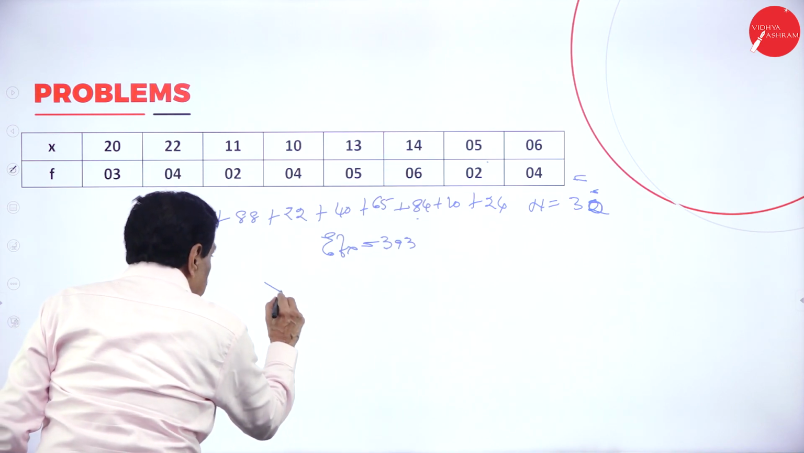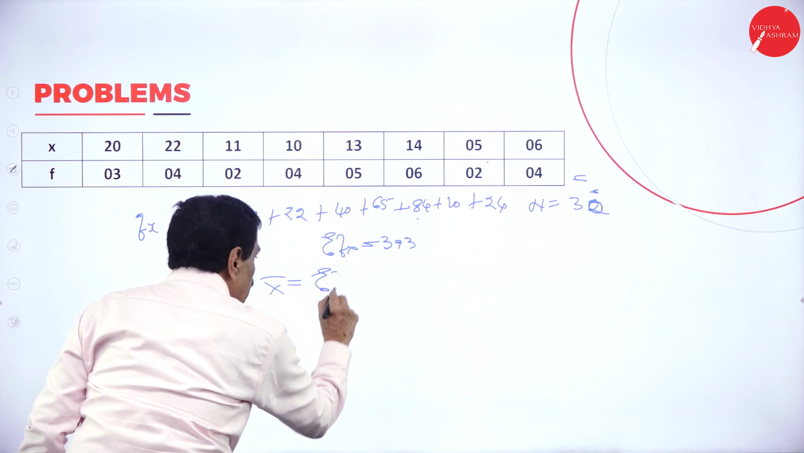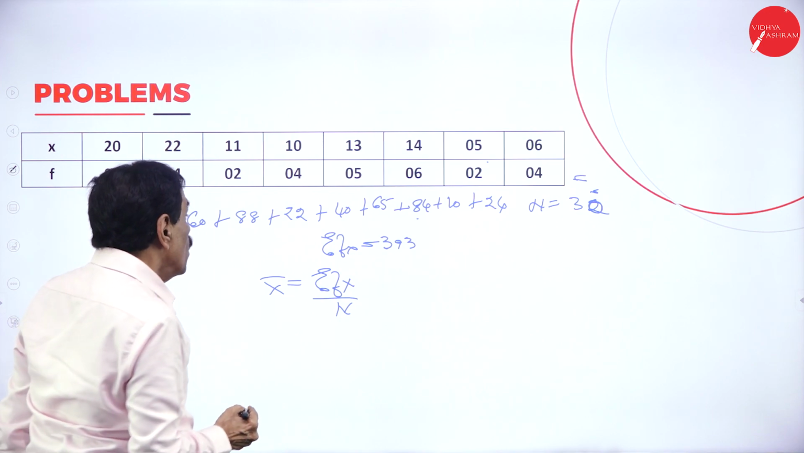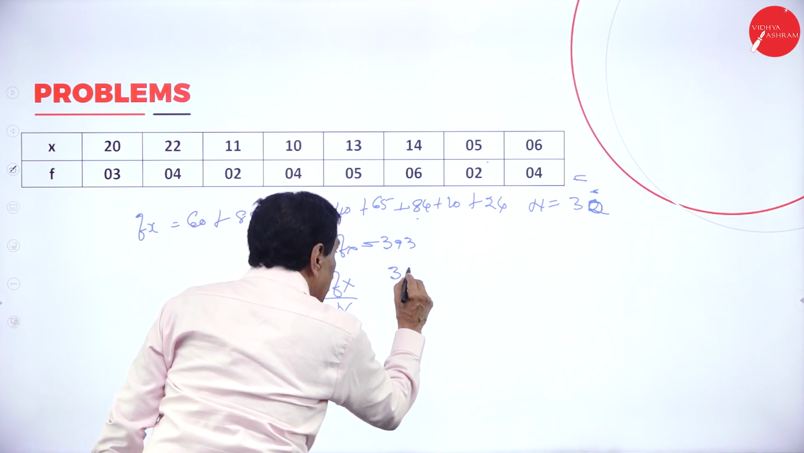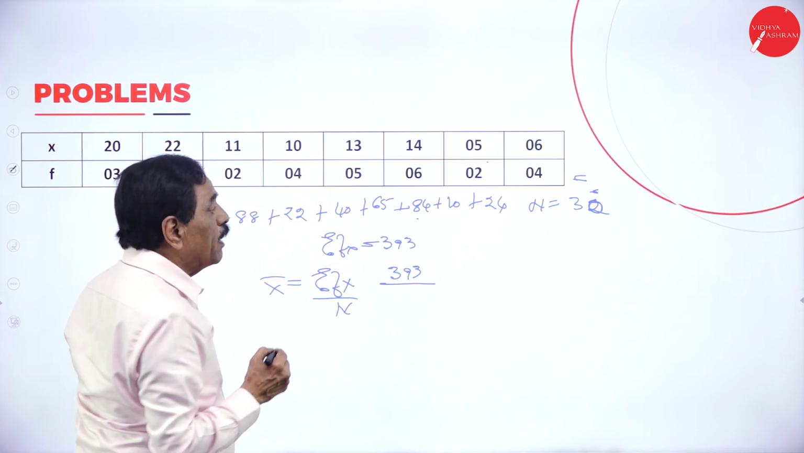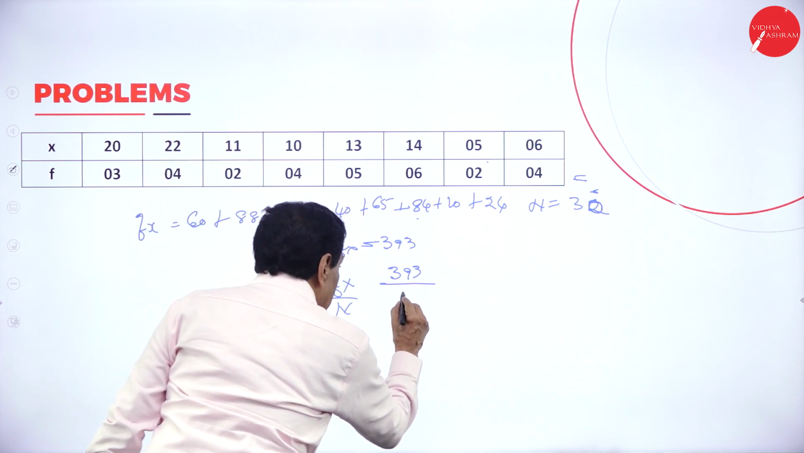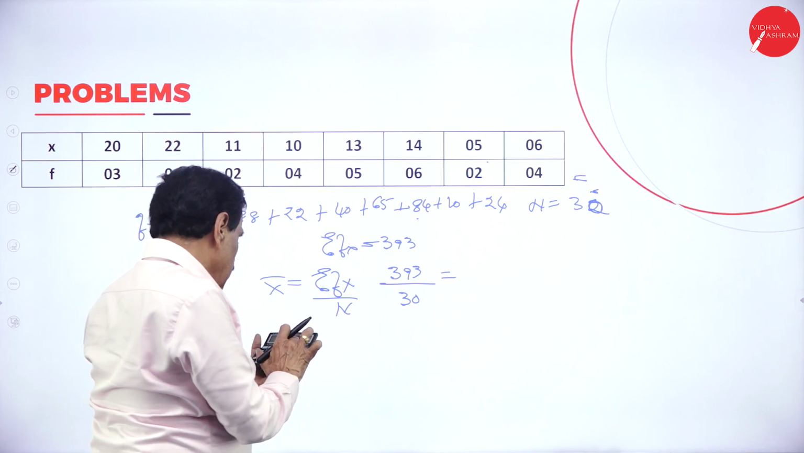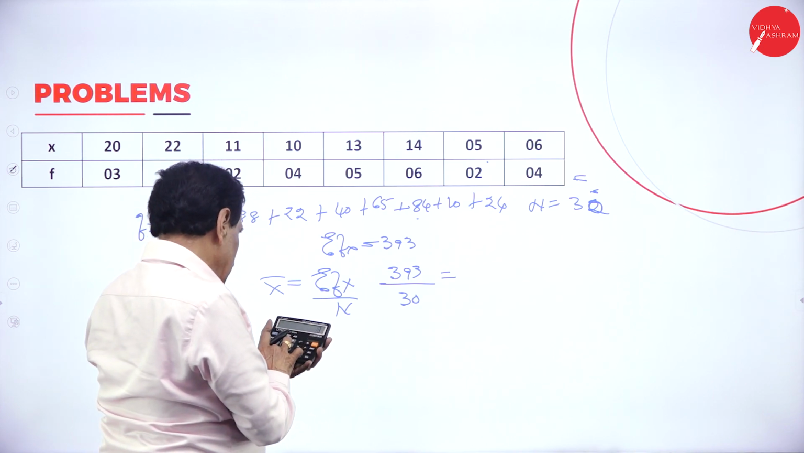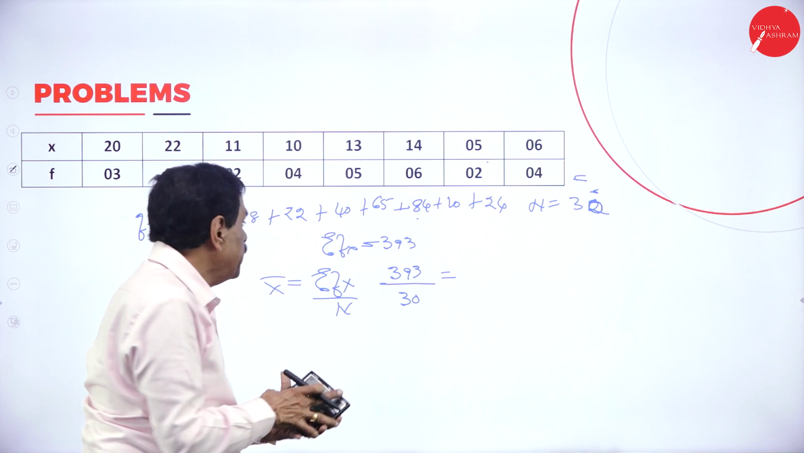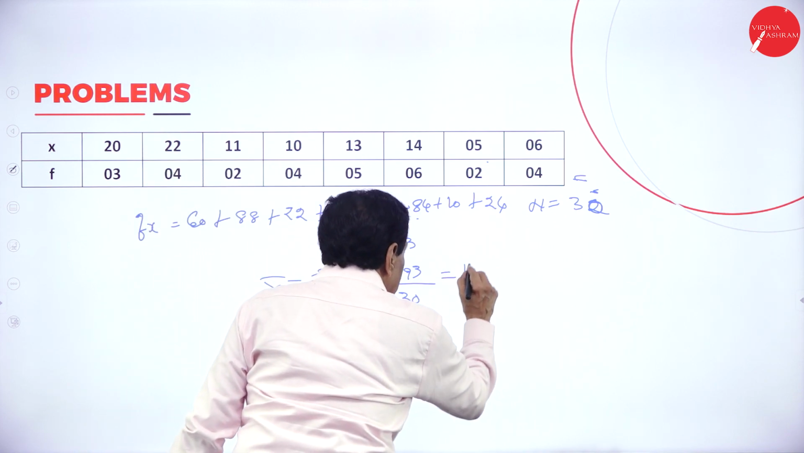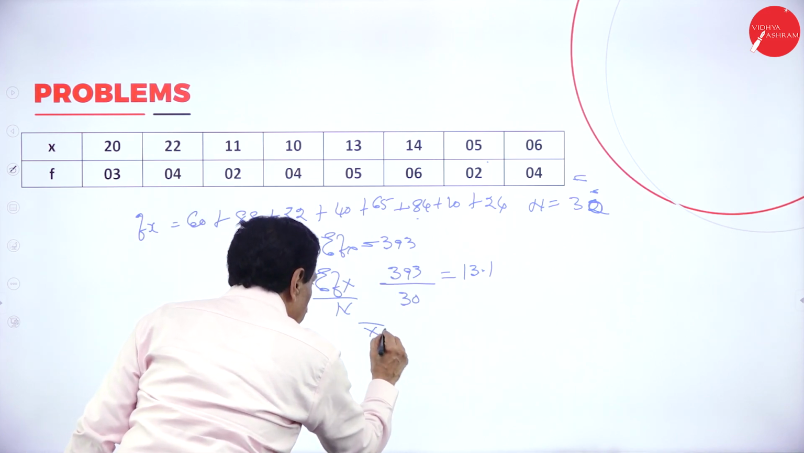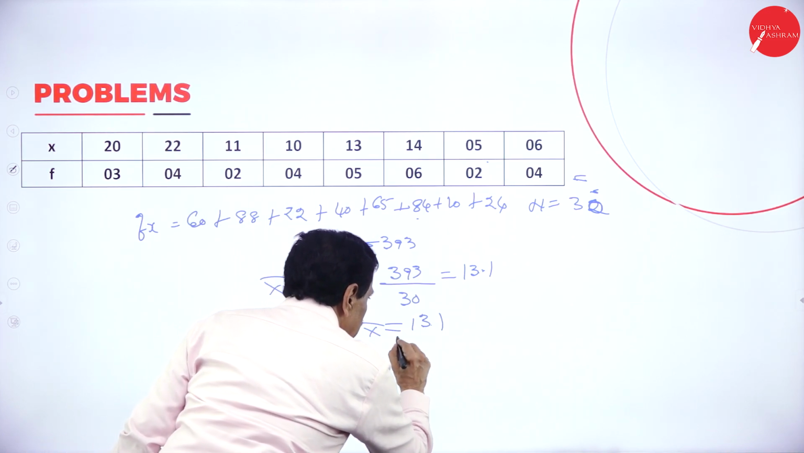Apply the formula. Mean is equal to sigma fx over n. What's your mean? Sigma fx over n. What is sigma fx? 393. What is the number of frequency? It is 30. So if we divide 393 divided by 30, it is equal to 13.1. So your mean is equal to 13.1.